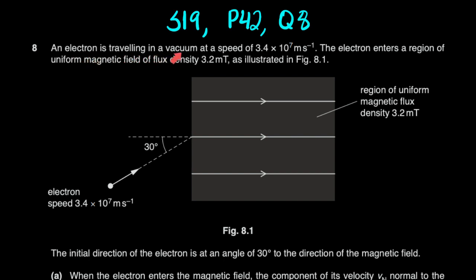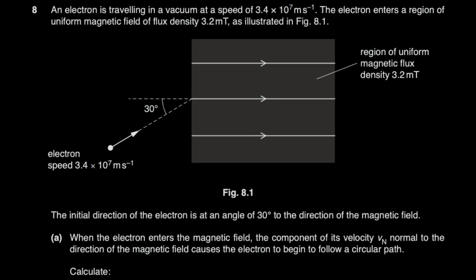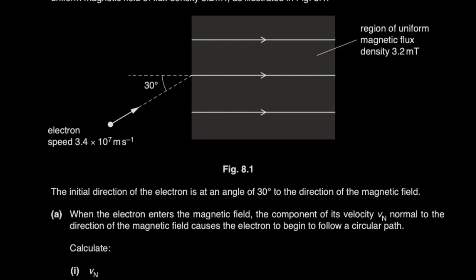An electron is traveling in a vacuum at a speed of 3.4 × 10^7 meters per second. The electron enters a region of a uniform magnetic field of flux density this much, as illustrated in 8.1. So the field lines are also given, and the electron is entering at an angle to the field lines. The question says the initial direction of the electron is at an angle of 30 degrees to the direction of the magnetic field. When the electron enters the magnetic field, the component of its velocity Vn normal to the direction of the magnetic field causes the electron to begin to follow a circular path.